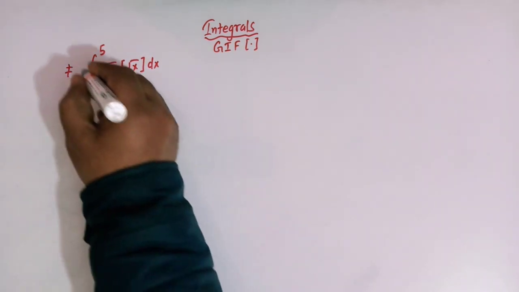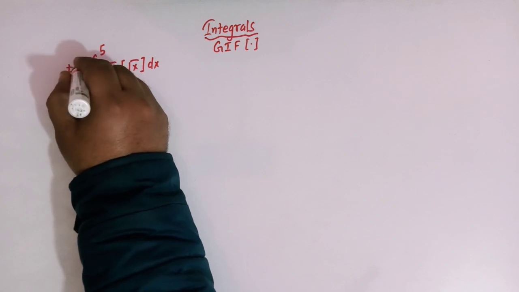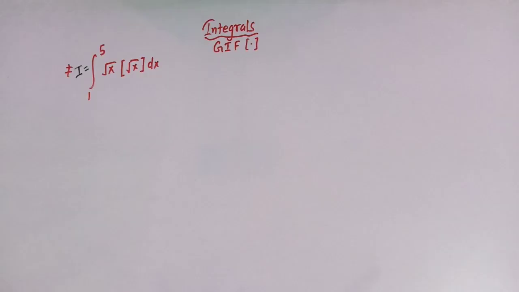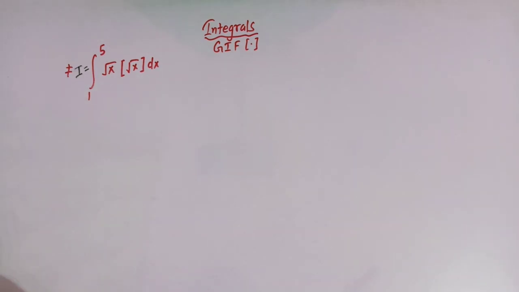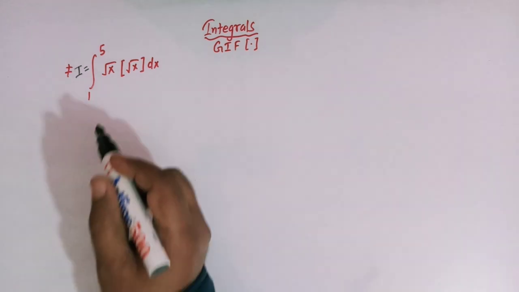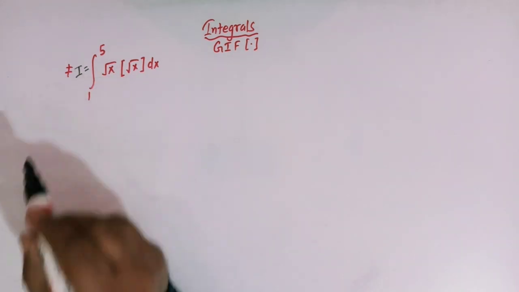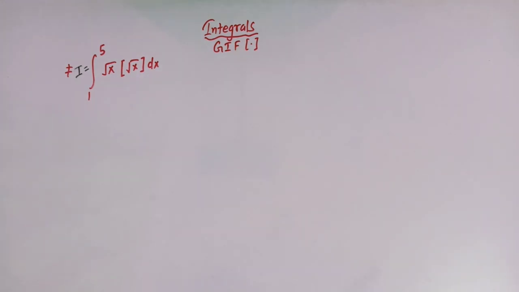So let us start, and let us first call this integral I. We can solve this problem by two methods. The first one is the method of substitution, and the second one is the method of inequalities. Both methods are easy and useful, but here we'll prefer solving this problem by using the method of inequalities. So let us start.